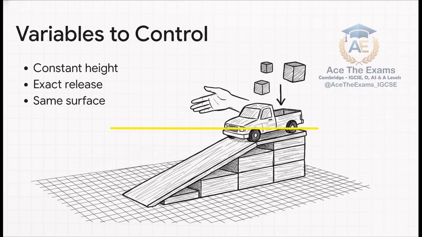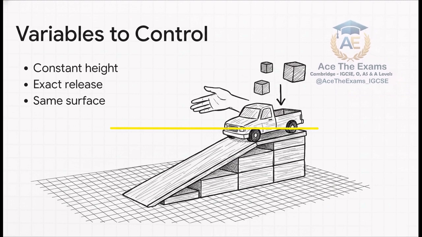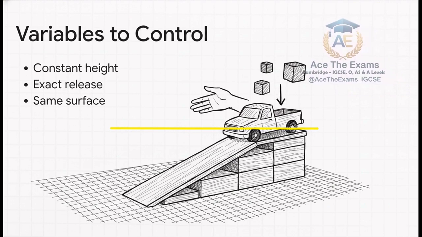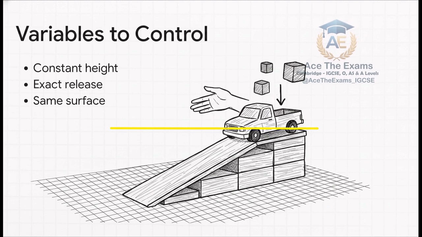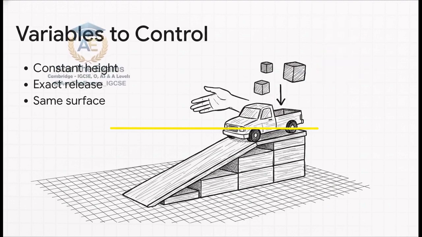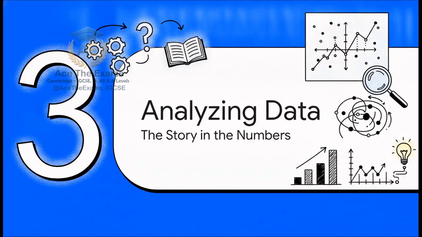And the surface material of the floor, it has to be identical. You can't roll it on carpet once and then tile the next time. You have to control the chaos, ensuring the only thing changing, your independent variable, is the mass of the truck itself. Now we're entering Section 3, Analyzing Data. This is where we find the story hidden in the numbers.